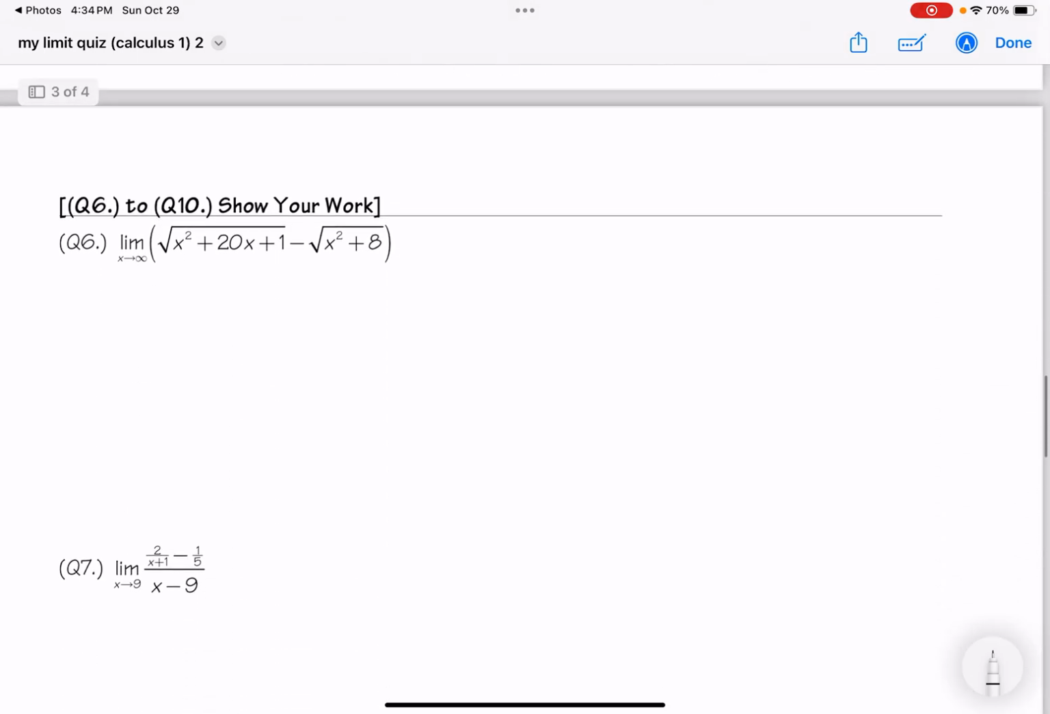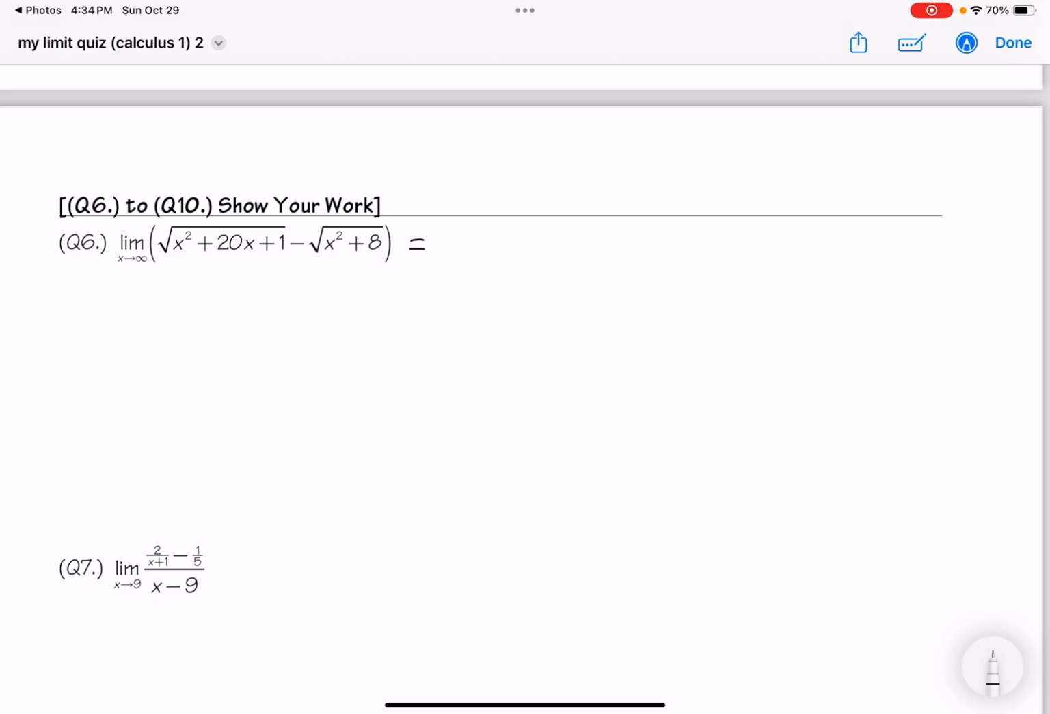Number 6 is show your work. This is where the results are not necessarily being graded as right or wrong. There's going to be work associated with this over here. So this is as you go towards infinity. What I notice immediately is it looks like infinity minus infinity, which is indeterminate at this point.